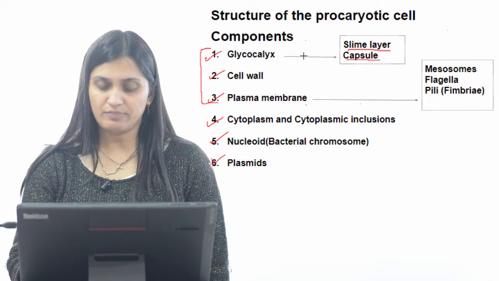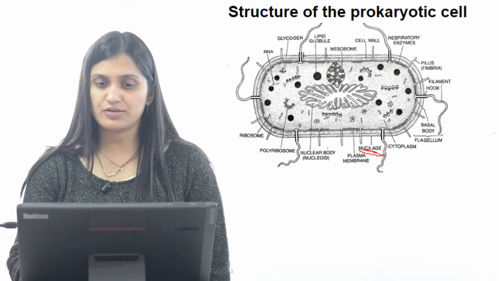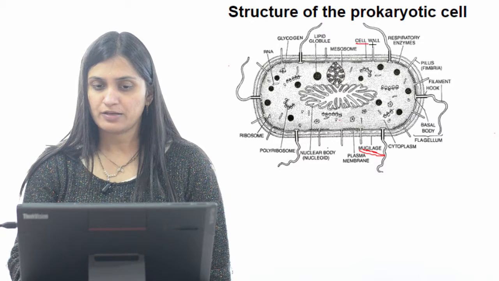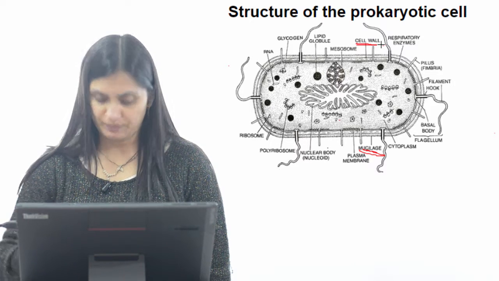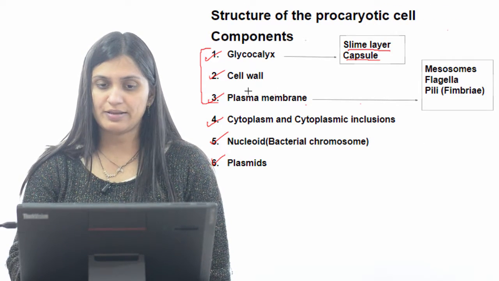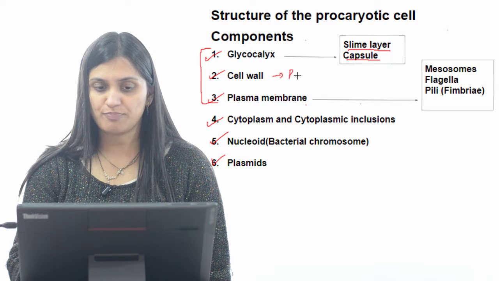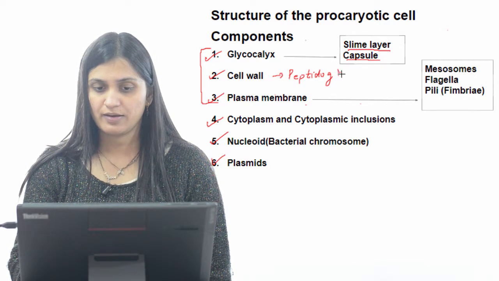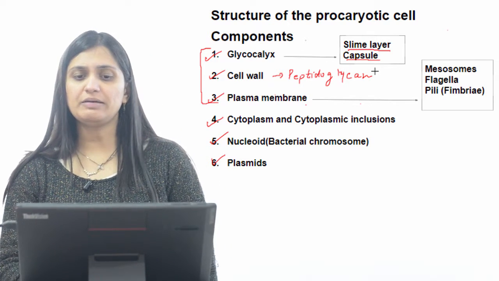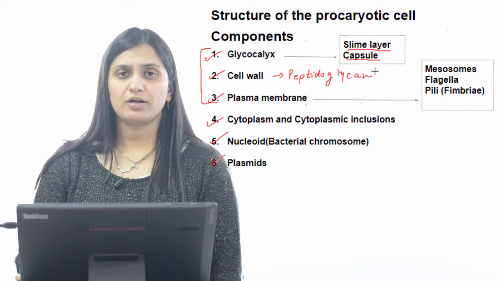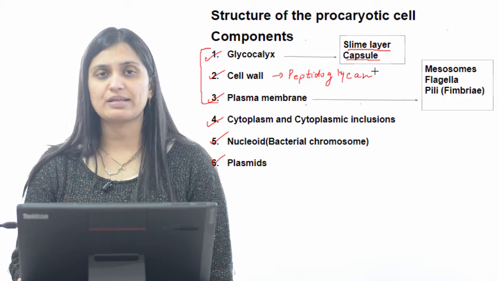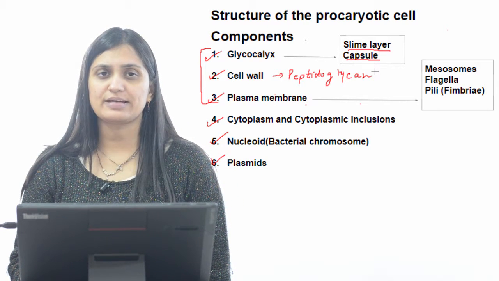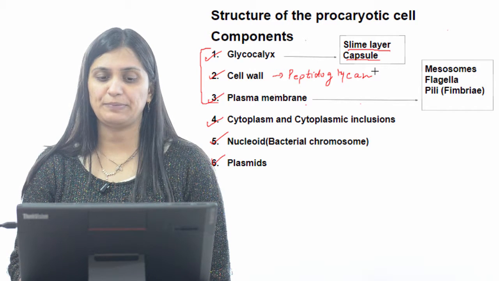Now, the second one is the cell wall. It lies inner to the glycocalyx. Here, this is the cell wall. Now, the cell wall is formed of peptidoglycan. Peptidoglycan is a polymer which is formed of N-acetyl glucosamine and N-acetylmuramic acid and some polypeptides.